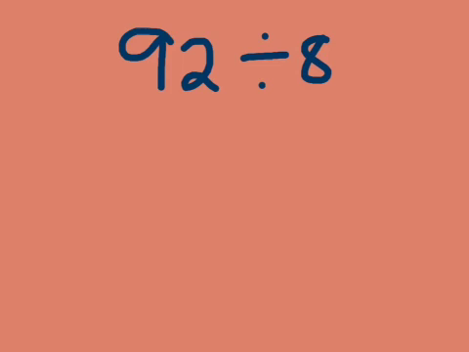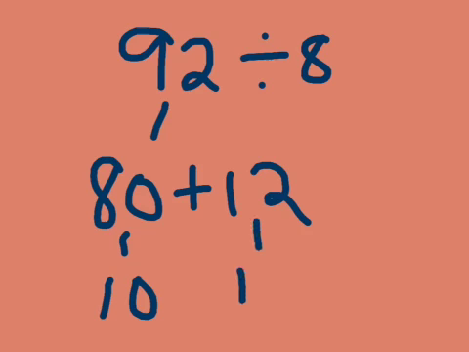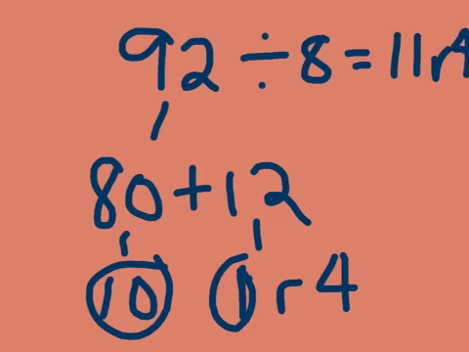And for my last question, 92 divided by 8, I'm going to break that down into 80, which is 10 groups of 8, plus 12. So with 80, I can make 10 groups of 8. With 12, I can make 1 group of 8, and I have a remainder of 4 left over. So here I have altogether 11, 10 plus 1 groups of 8, with a remainder of 4.